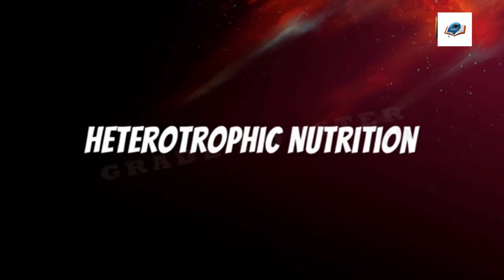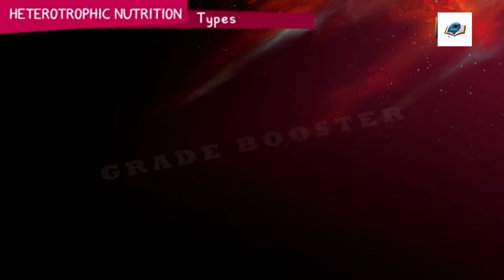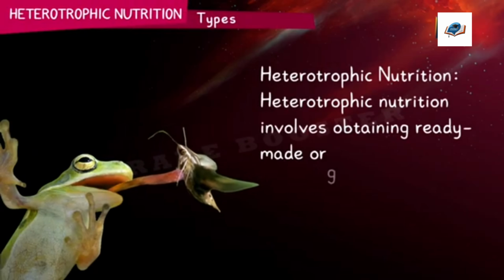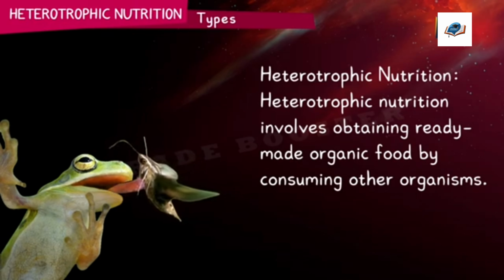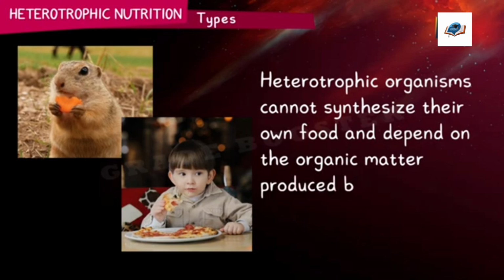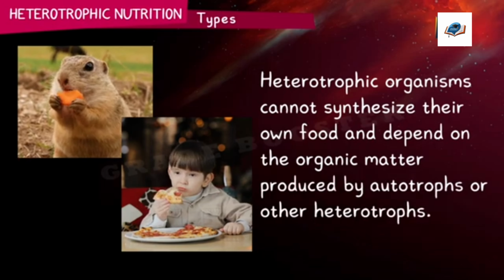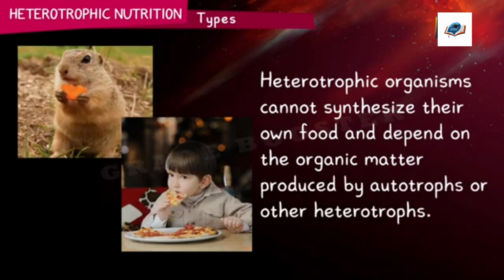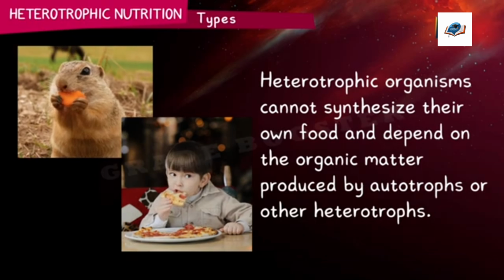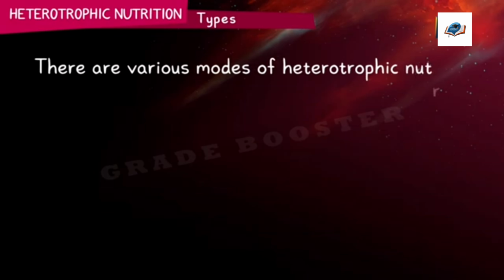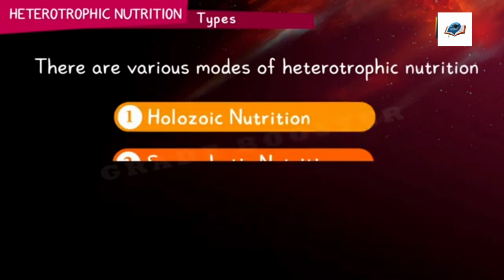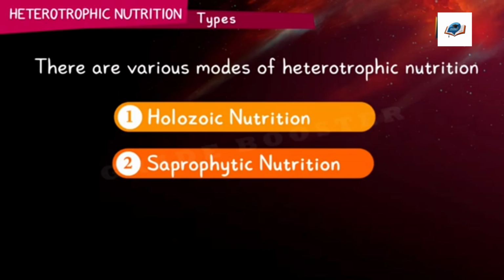Heterotrophic nutrition. Heterotrophic nutrition involves obtaining ready-made organic food by consuming other organisms. Heterotrophic organisms cannot synthesize their own food and depend on the organic matter produced by autotrophs or other heterotrophs. There are various modes of heterotrophic nutrition: 1. Holozoic nutrition, 2. Saprophytic nutrition, and 3. Parasitic nutrition.